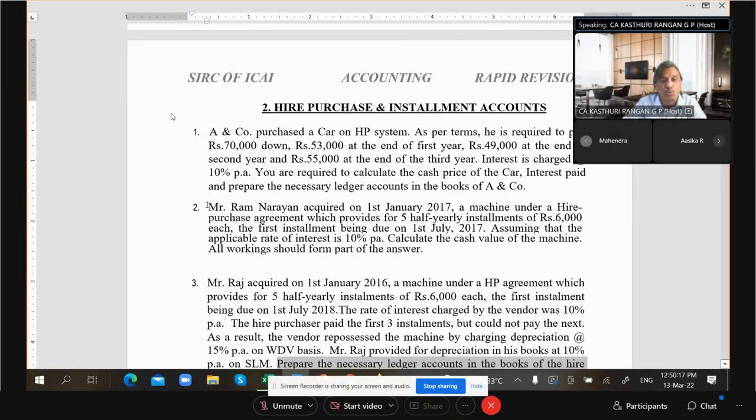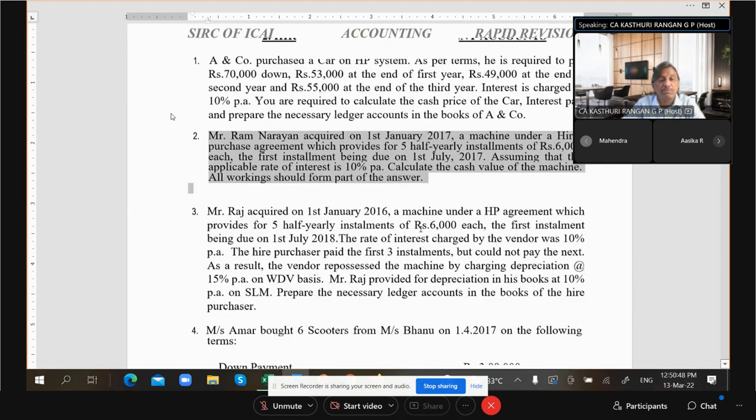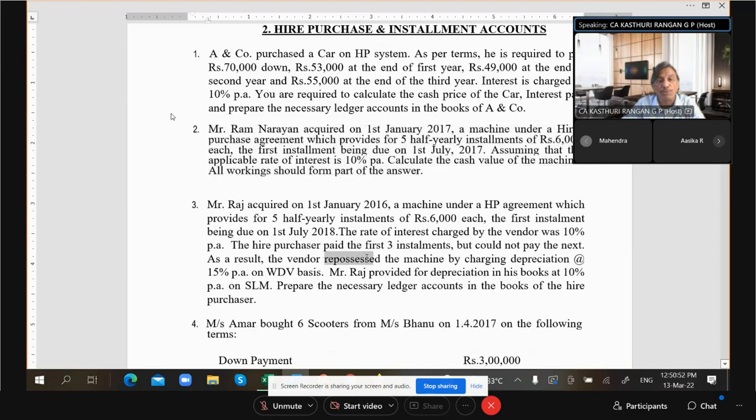But in the problem number 2, we have asked you to just find the cash price only. If you get a problem like this, determining cash price only, then the problem will get you 5 marks maximum. 4 to 5 marks only you will get. But in other problems where you're asked to find the cash price and also prepare necessary ledger accounts, you may get 8 marks like that. But suppose if a problem includes repossession also, then you may get a problem carrying 10 marks also.